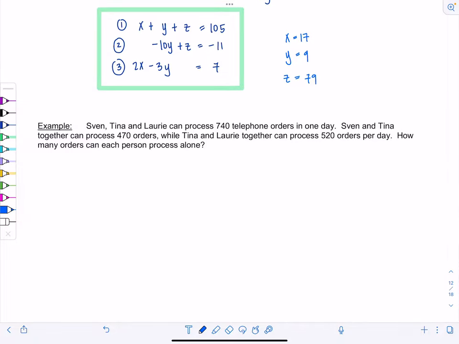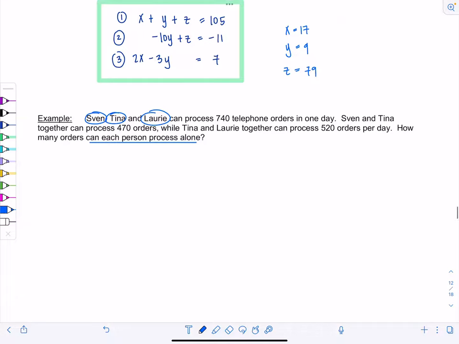Sven, Tina, and Laurie can process 740 telephone orders in one day. Sven and Tina together can process 470 orders, while Tina and Laurie together can process 520 orders per day. How many orders can each person process alone? All right, very similar setup. We have these three people, Sven, Tina, and Laurie, and we want to know how many orders they can each process at this job that they're doing.